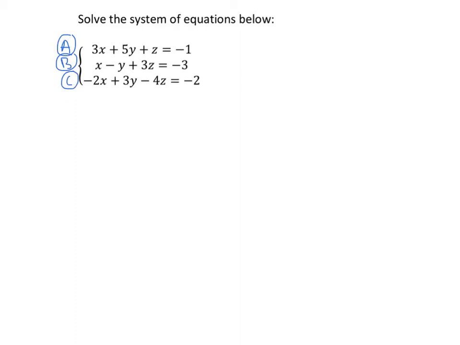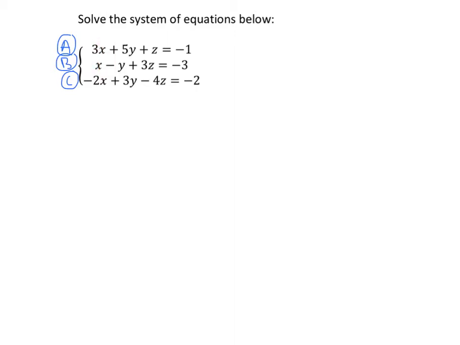Remember, our goal here is to use elimination and to try to reduce the number of variables that we're dealing with. Ultimately, we want to get an equation that has just one variable so that we can solve it. Let's start to eliminate variables. You can choose any variable that you want. I think I'm going to eliminate x, that would be an easy one to do, so I'm going to use equations A and B.